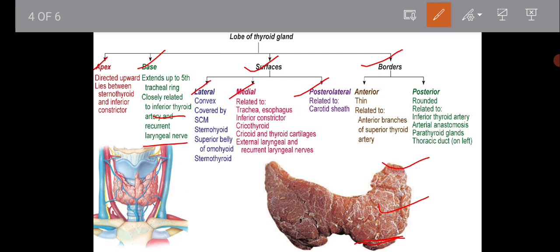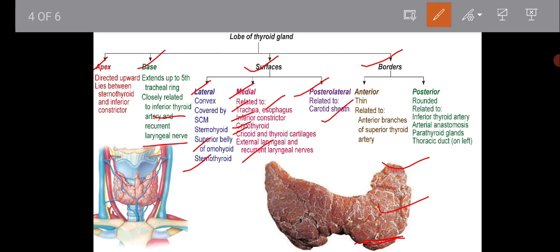The lateral surface is convex and covered by the sternocleidomastoid muscle, sternohyoid muscle, superior belly of the omohyoid muscle, and sternothyroid muscle. The medial surface is related to two tubes, that is the trachea and, behind, the esophagus, the inferior constrictor muscle, cricothyroid muscle, cricoid and thyroid cartilages, and the external laryngeal and recurrent laryngeal nerves. The posterolateral surface is related to the carotid sheath.